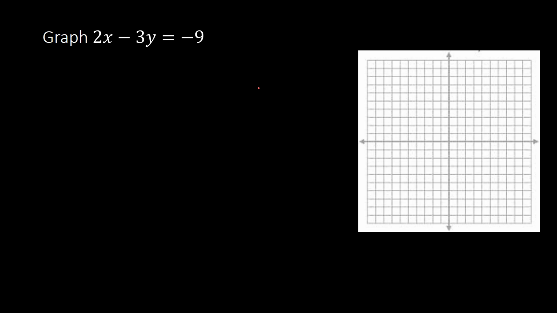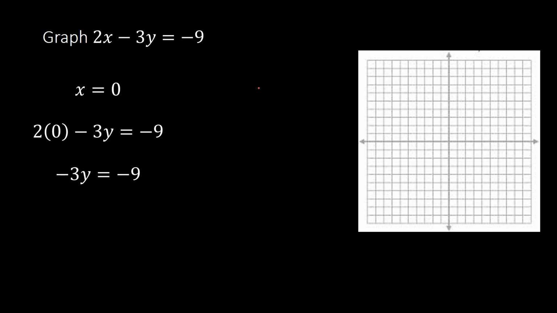So for this one, we need 2 points. We've said before that plugging a 0 for x and a 0 for y is the quickest way to find those 2 points. So plug a 0 in for x. We can then solve this for y. We're going to have 2 times 0 minus 3y equals -9, which is going to be 0 minus 3y, or just minus 3y.